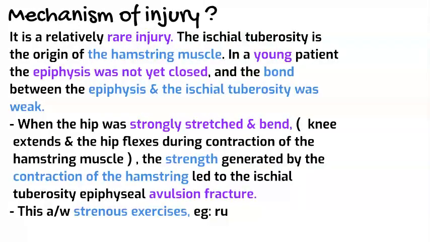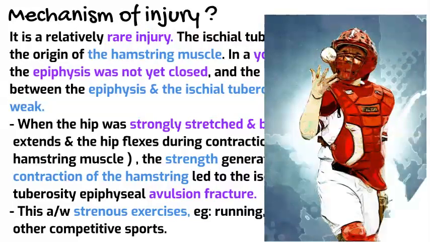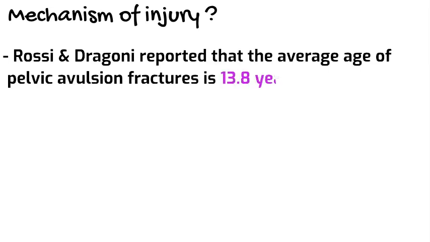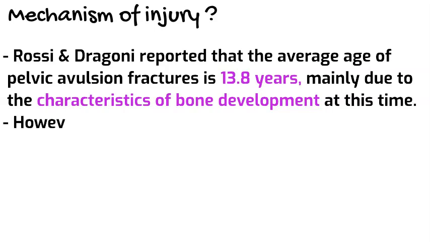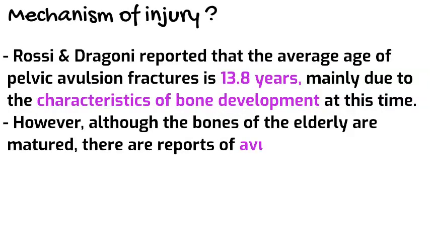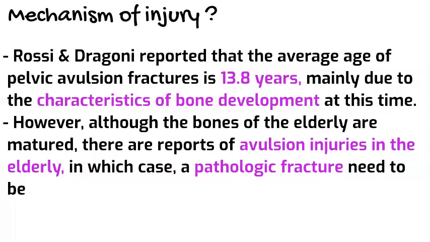This is associated with strenuous exercises, for example, running, soccer, and other competitive sports. Rossi and Dragoni reported that the average age of pelvic avulsion fracture is 13.8 years, mainly due to the characteristics of bone development at this time. However, although the bones of the elderly are matured, there are reports of avulsion injuries in the elderly, in which case a pathologic fracture needs to be considered.